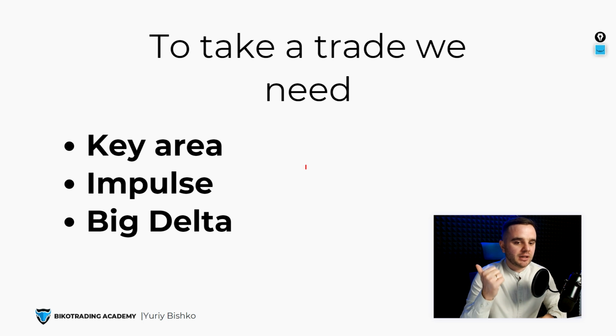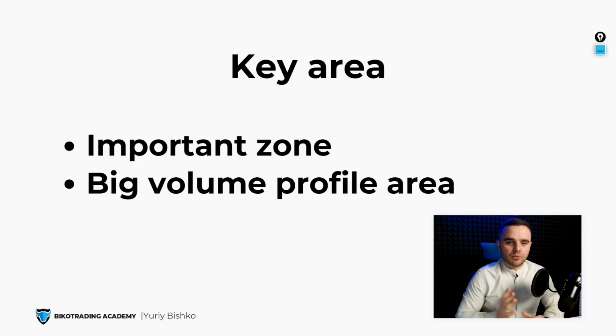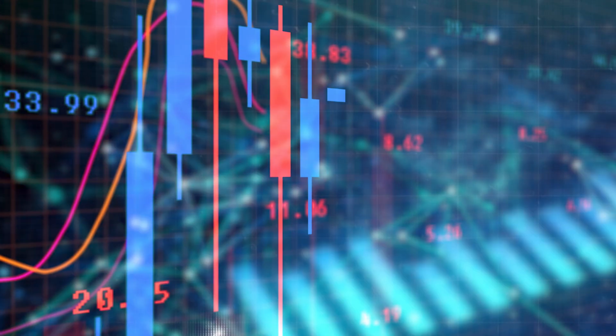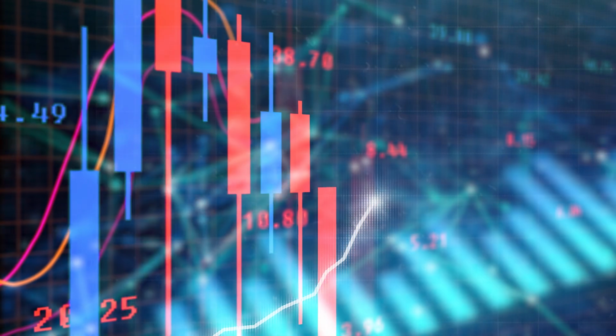First, it is key area, impulse, and big delta. Let's cover each of these deeply, and after that I will show my real trade examples. What is the key area? First, key area is a potential zone, some significant level, etc., where the market quite often will make a reversal. It's an area of liquidity.